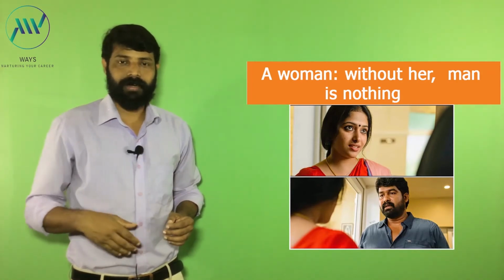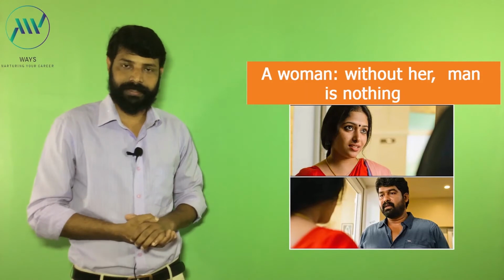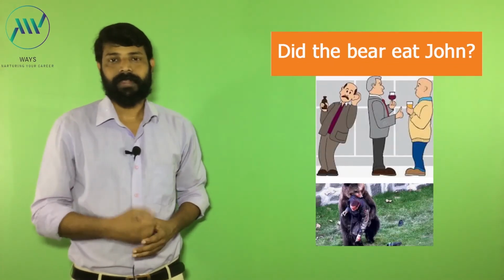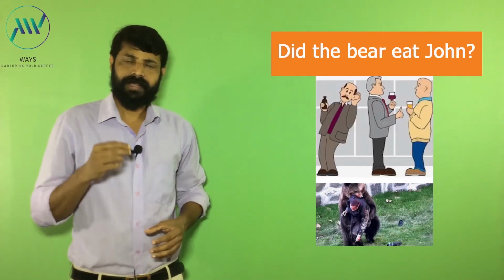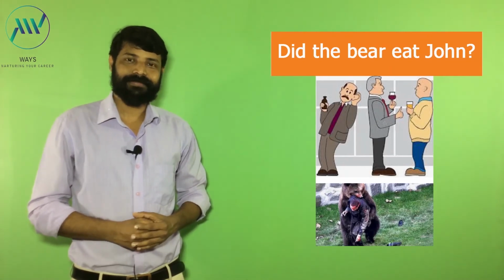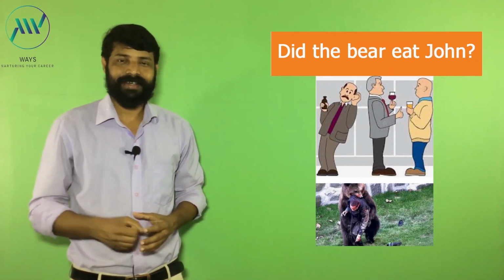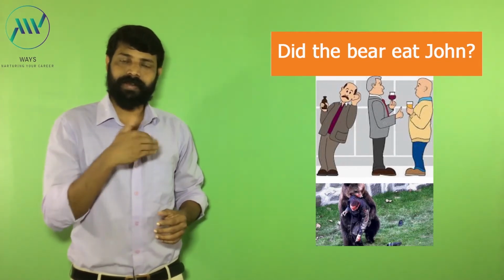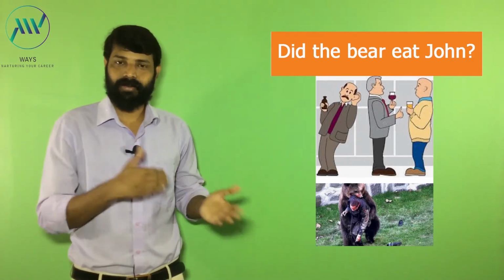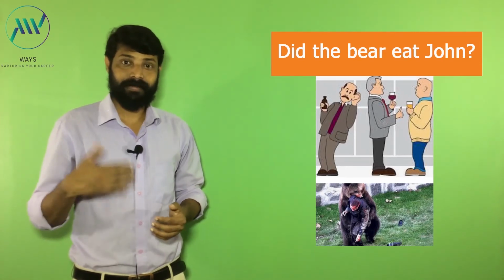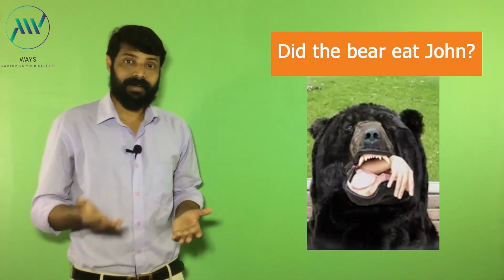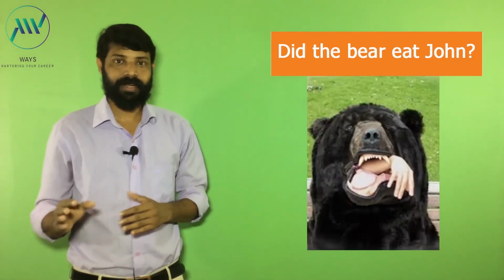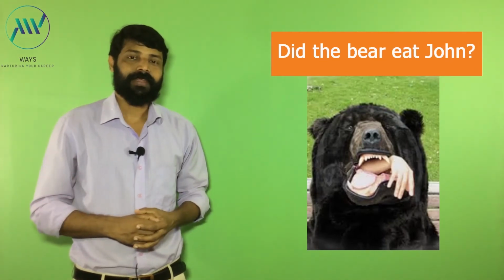We can move on. We can take the fourth set of examples. See, in this example, he's saying like this: did the bear eat John? See, the speaker is talking to a second person, and the third person is overhearing that. So he missed a comma. He got the sentence like this: did the bear eat John? It means that the bear killed John and ate him.